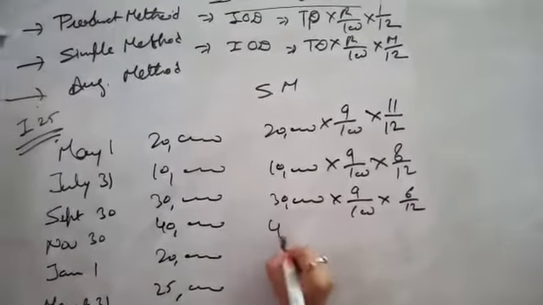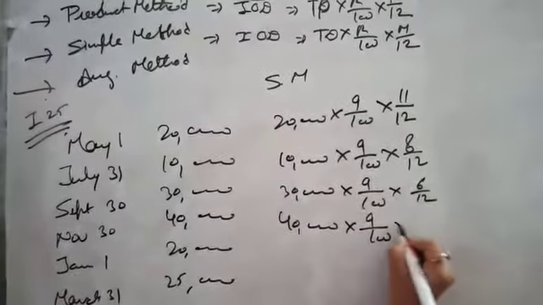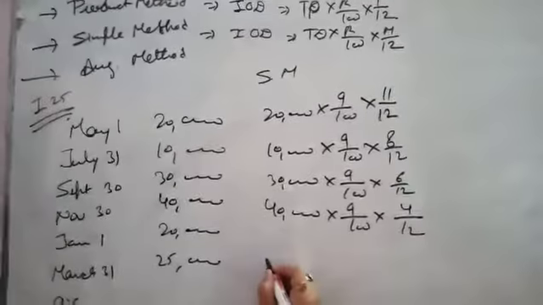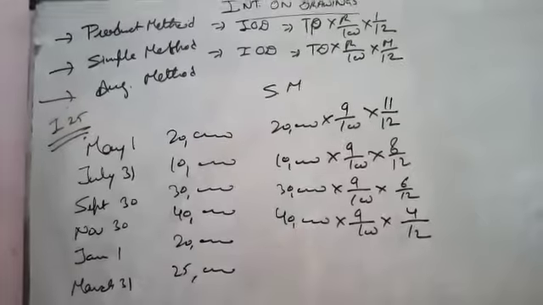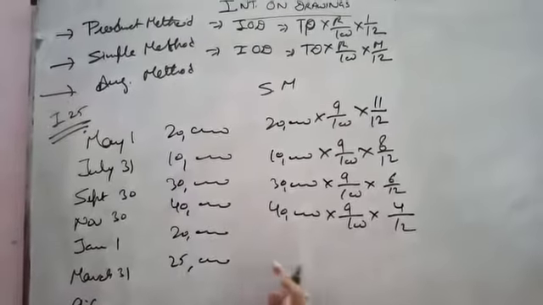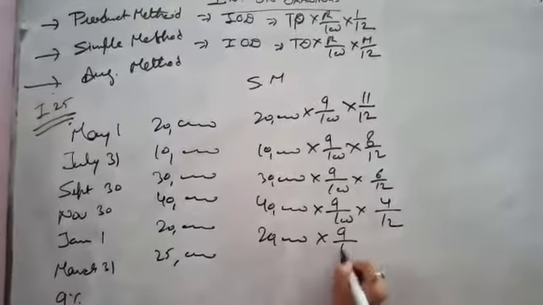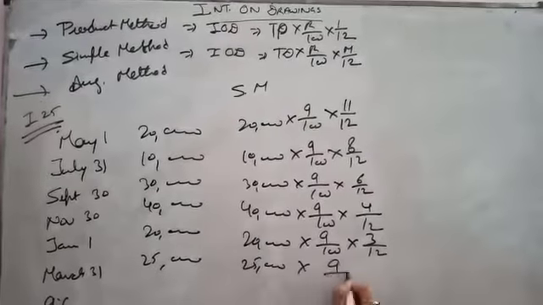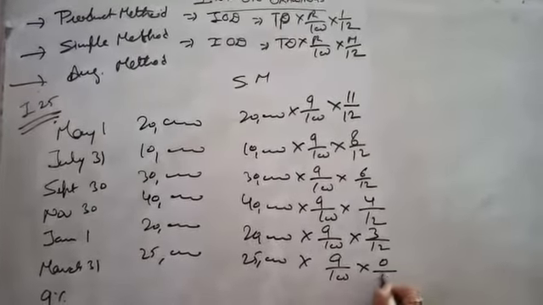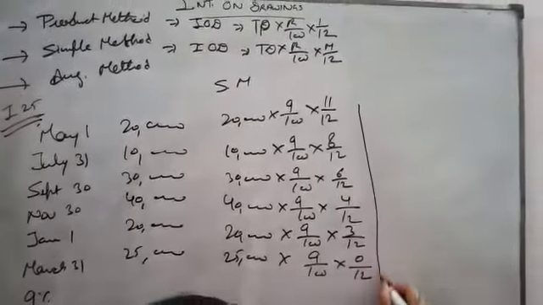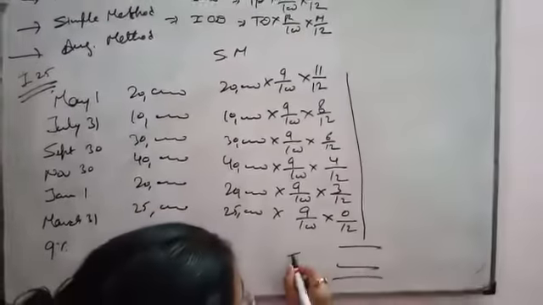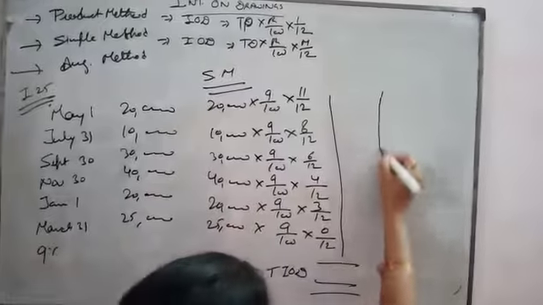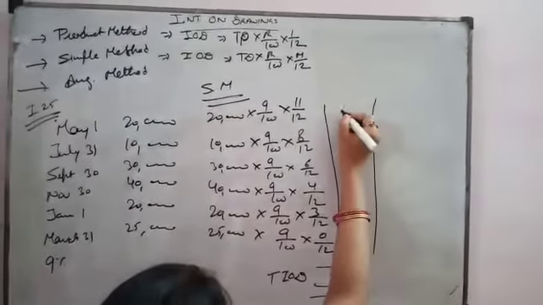Then 40,000 into 9 by 100 into 4 by 12. Yes, 4 by 12, because November to 31st March is 4 months. Then from 1st January, 20,000 into 9 by 100 into 3 by 12. Then 25,000 into 9 by 100 into 0 by 12, because there are 0 months. So we will get the answer of this, and that answer is the total interest on drawing according to the simple method.